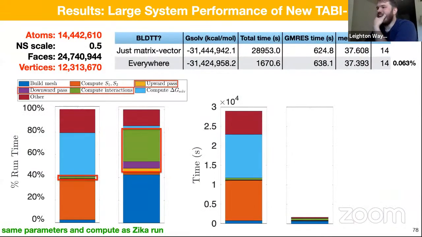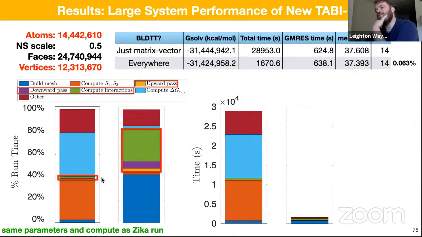We see the exact same kind of thing, right? Here it was even more extreme. In this case, when we first ran it using a NanoShaper scale of 0.5, there are 14 million atoms, but we had 12 million vertices. So we actually had more atoms than computational mesh elements. And in that case, when we ran it with our BLDTT just for the matrix vector product, these guys were huge pieces of the runtime.